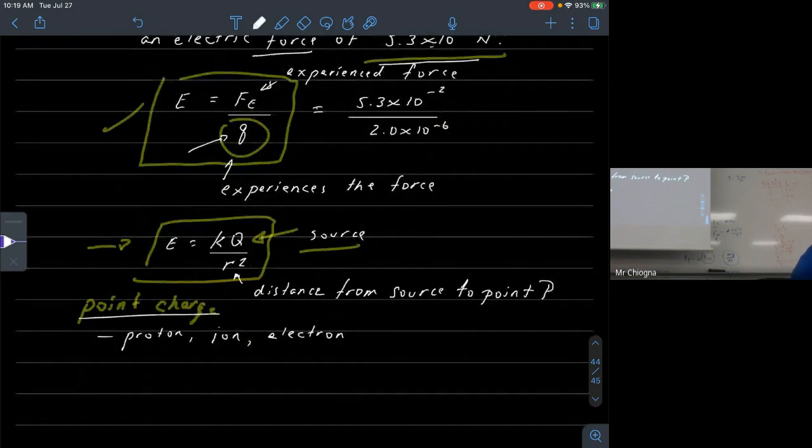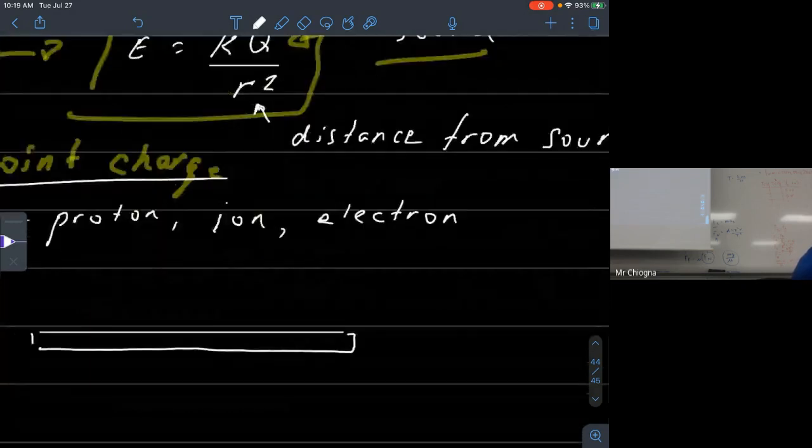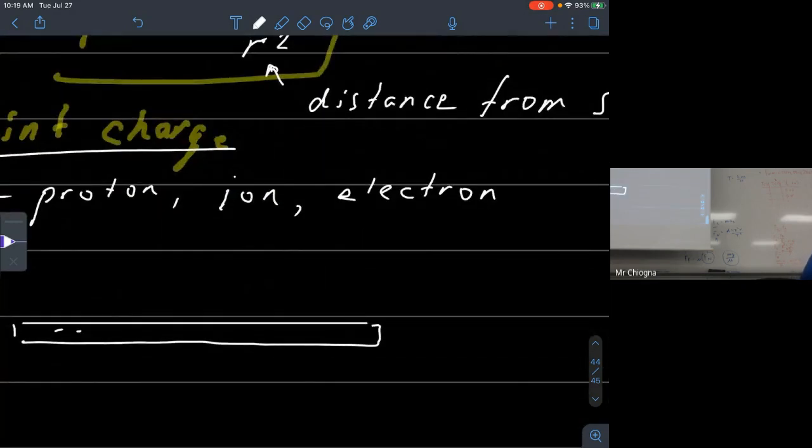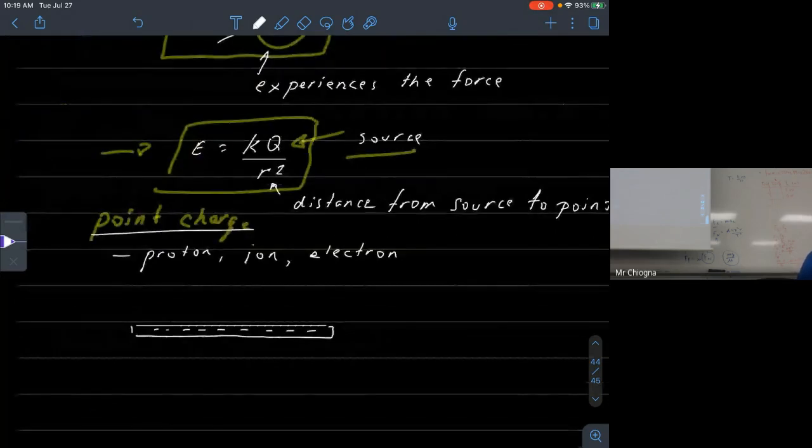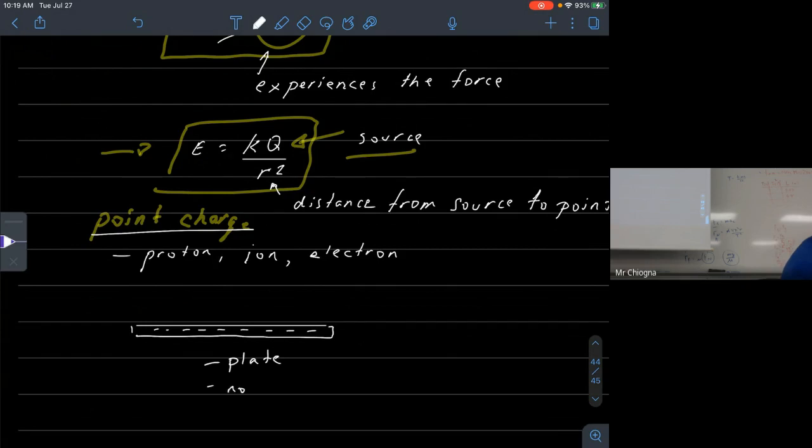If you see a picture like this, and it's got, let's say, negative charges on it, that's a plate. That is not a point charge. You cannot use that equation for it. Not a point charge.